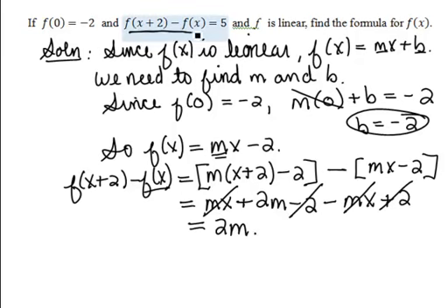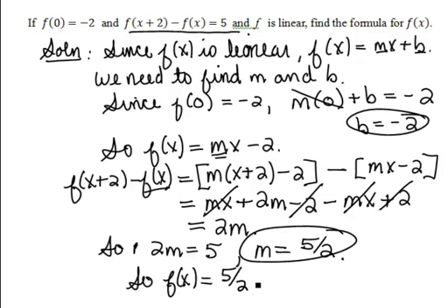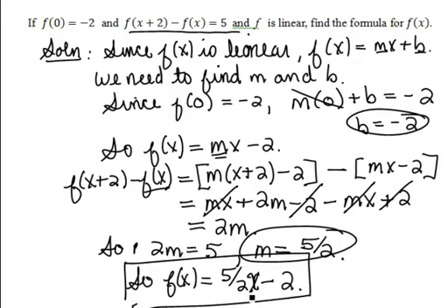But according to the problem, that quantity, f of the quantity x plus 2 minus f of x, is supposed to equal 5. So 2m is supposed to be equal to 5, which by dividing both sides by 2, m then is 5/2. So if we put that together with the fact that b is negative 2, we have f of x is equal to 5/2 x minus 2. And there is our function, linear function f of x, satisfying these two conditions.